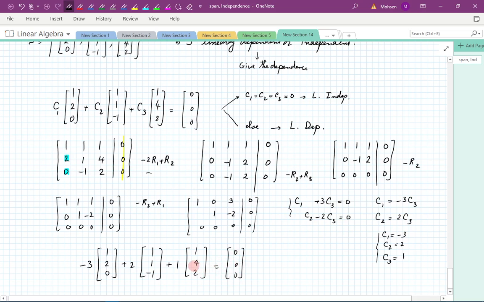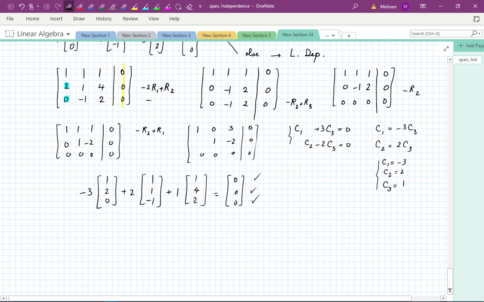Let's verify. Is this really true? Minus 3 plus 2 plus 1 is 0. So the first one verifies. Minus 6 plus 2 plus 4, that is 0. Minus 2 plus 2 is 0. So this is indeed true. So what we get out of this problem is that these three vectors are linearly dependent.